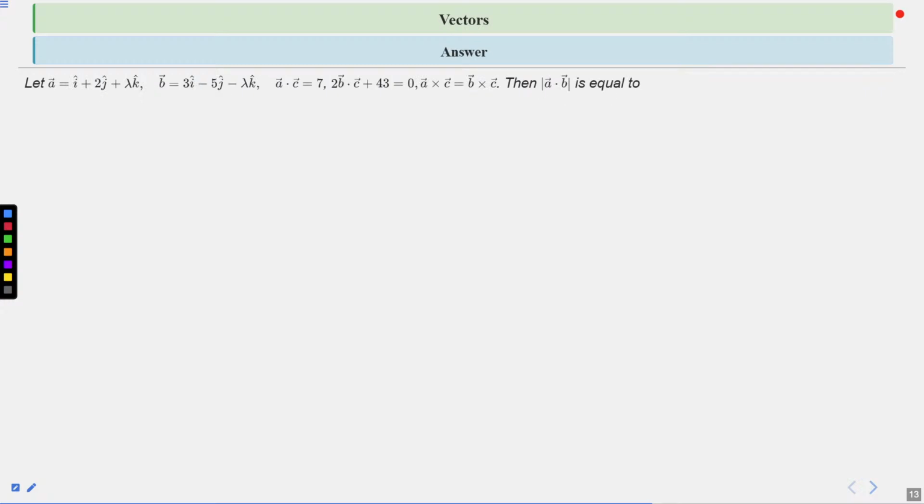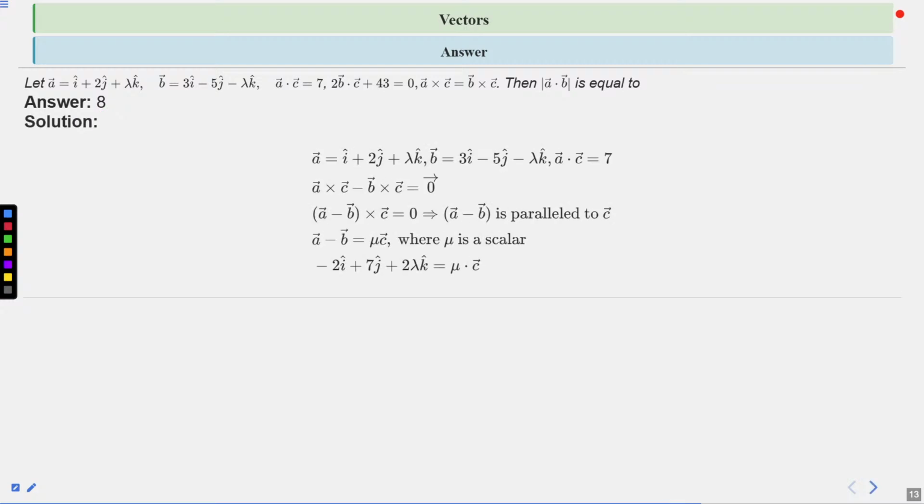So the correct answer is 8. Solution. So according to the question, the given terms: a vector is i cap plus 2 j cap plus lambda k cap, and b vector is 3 i cap minus 5 j cap minus lambda k cap, and a dot c equal to 7. So this is all given in this question.